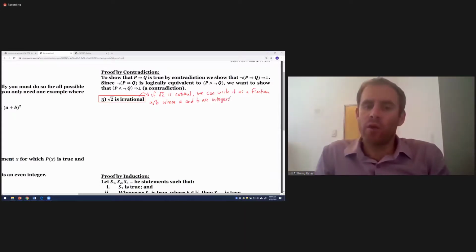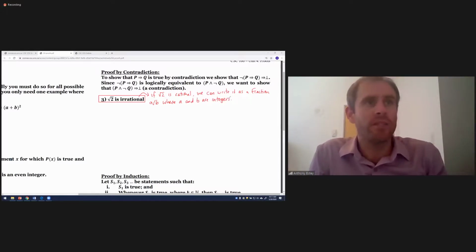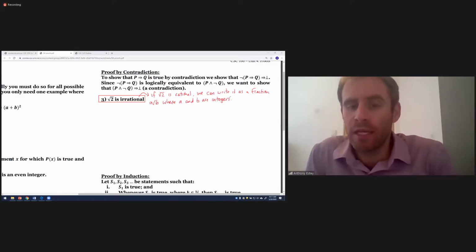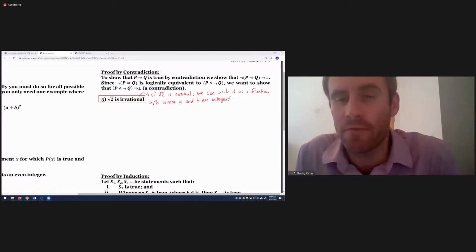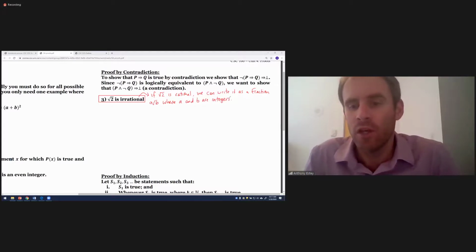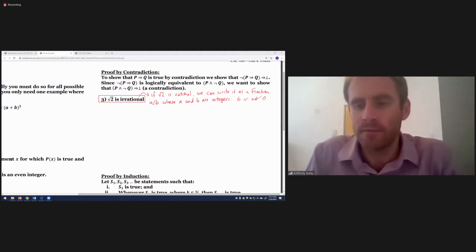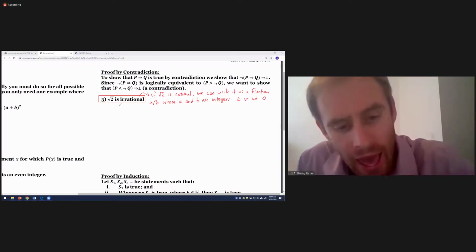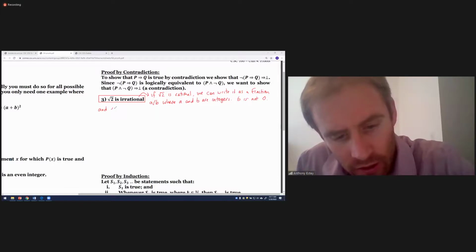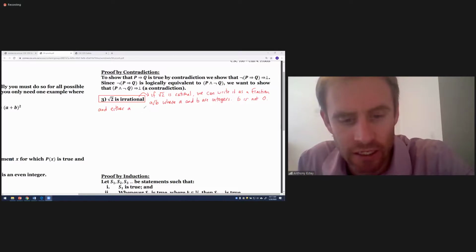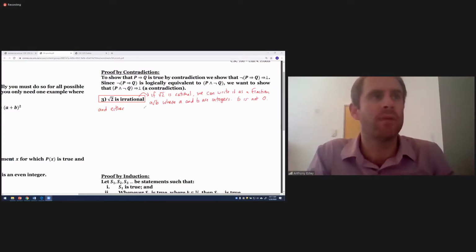There are a couple other things we're going to think about for this fraction. If it's a rational number, we can write it as a fraction in lowest terms, which means a few things. First, b is not 0. And at least one of a or b must be odd.